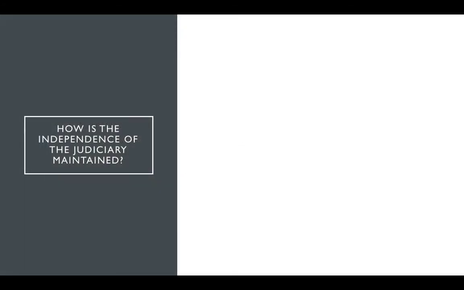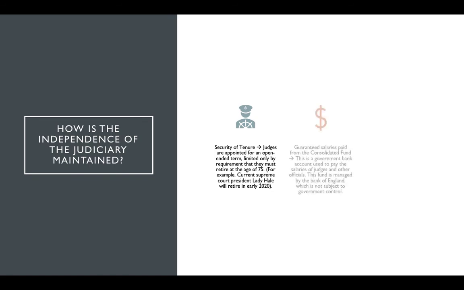So how is independence maintained? Well, there is what's known as security of tenure. Judges are appointed for an open-ended term, limited only by the requirement that they must retire at the age of 75. So, for example, the current Supreme Court President, Lady Hale, will retire in early 2020. The security of tenure allows no one to bribe or threaten judges with the loss of a job.